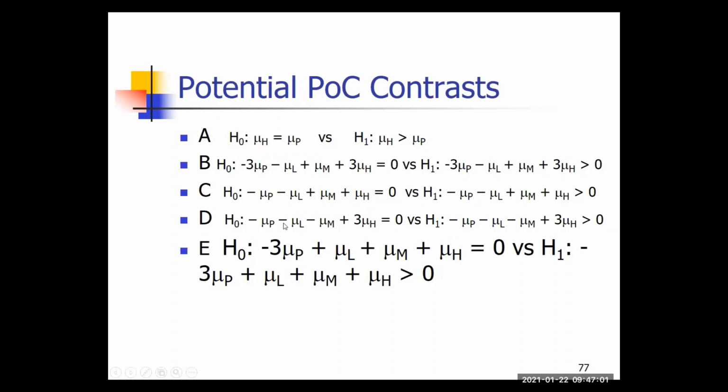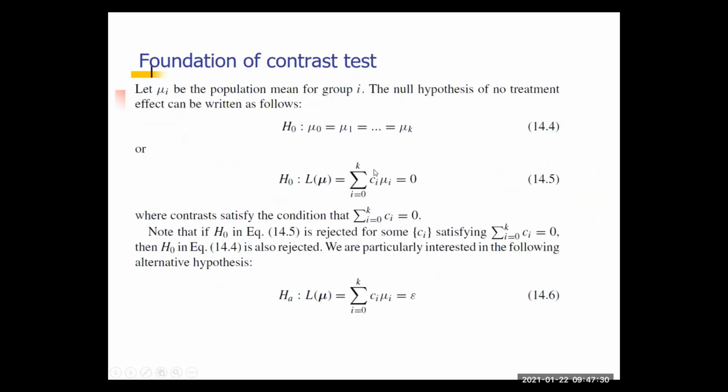We can say the low dose and medium dose don't work. Only high dose works. Or you can say the low dose, medium dose, and high dose all worked. All 3 doses worked, but placebo doesn't work. So you have these proposed dose response relationships, right? So these are different contrasts you can do to test for your POC. So this is a contrast test setting, all right?